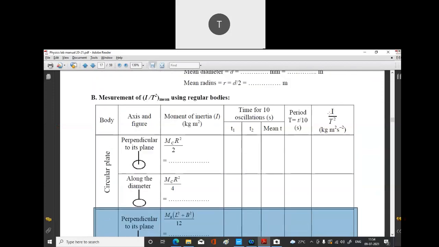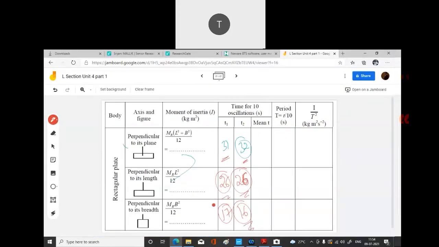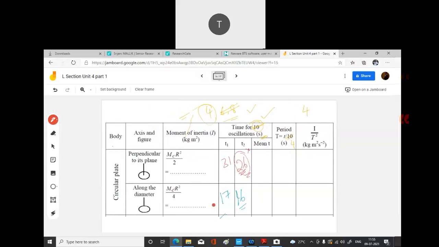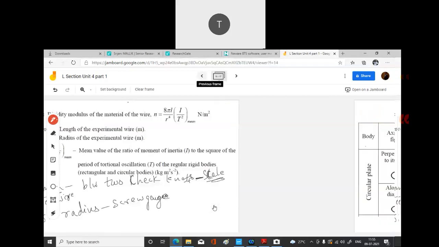So this is actually I by t square. It's not 1 by t square, so you should be careful that this is not 1, it is I. I by t square. In the same way, in the previous one also, this is I by t square. You have to be careful with this. Sometimes they take it as 1 by t square, because it looks like 1, but it is actually I by t square.